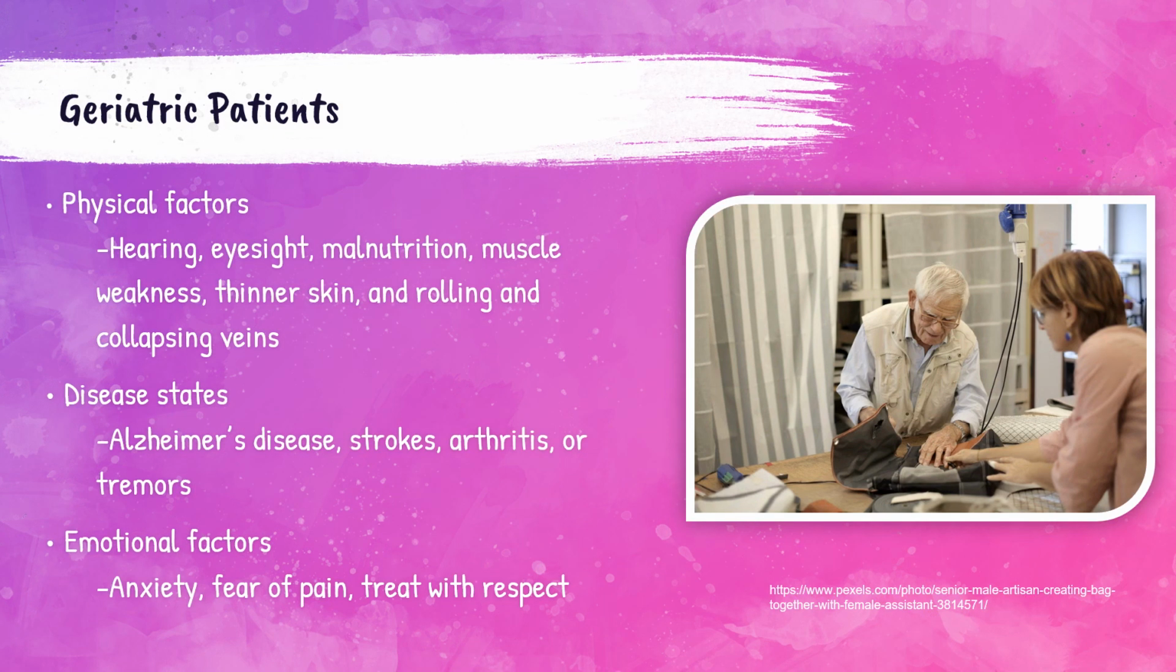Geriatric or older adult patients may have many factors that make them harder to collect blood from. Some physical factors include bad hearing, poor eyesight, malnutrition, weakness of the muscles, thin skin, and rolling or collapsing veins. There are also diseases that can make it more difficult to collect blood. Examples of this may be patients with Alzheimer's disease, patients that have had strokes, those that have tremors or arthritis. And of course, anxiety and fear can affect anyone at any age. So it's important for phlebotomists to always be kind and to treat patients with respect and dignity.